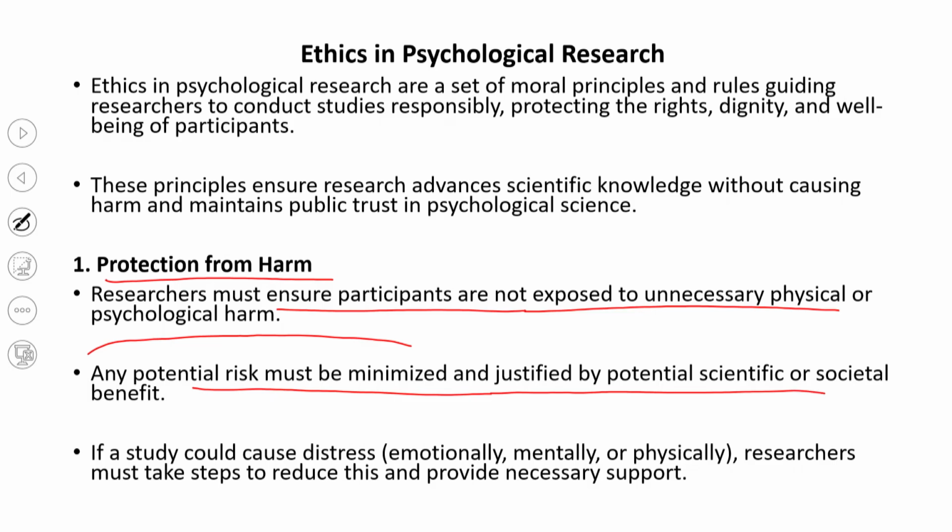If there is any risk, you have to justify why you need to put those people in those risks. Does it have scientific potential much more than the risk involved? If a study could distress participants emotionally, mentally, or physically, the researcher must take steps to reduce this and provide necessary support. First, you should avoid any possibility of distress, but in case it happens, knowingly or unknowingly, you have to take necessary steps to reduce it, and so on.